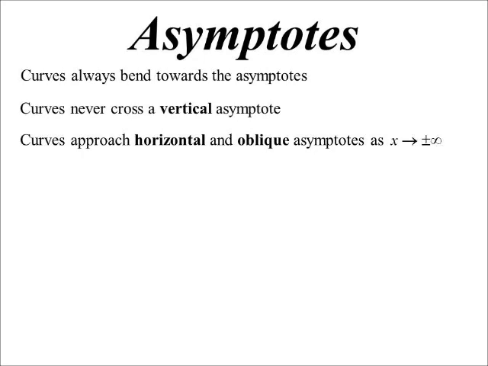A curve can cut a horizontal asymptote. A curve can cut an oblique asymptote. It just cannot cut a vertical asymptote. Now, the reason is that horizontal and oblique asymptotes really mean nothing when you're around the origin.